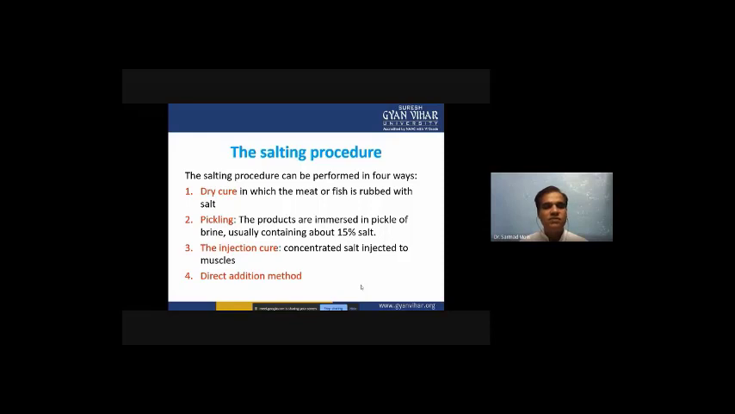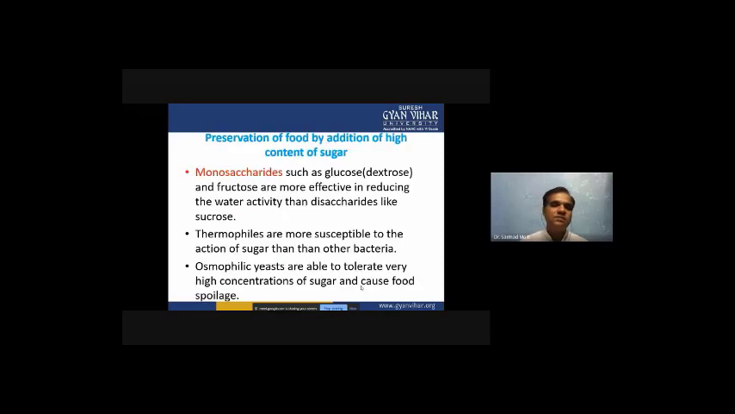So sometimes we will inject the salt liquid into the food material; when we use these injections, we call it the injection method. Then preservation of food by addition of a high content of sugar. Sugars like glucose, fructose, and sucrose, we increase their concentration in the food so that microbes are not able to utilize them, because a high concentration of sugar, especially glucose, fructose, and sucrose, decreases the activity of microorganisms, and the food material will be preserved.